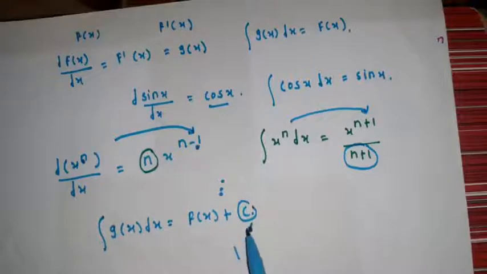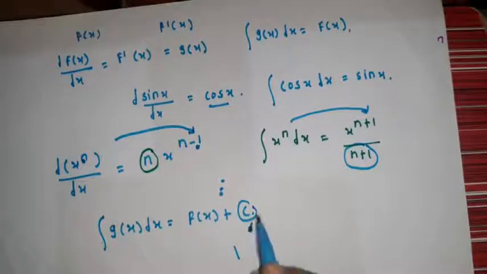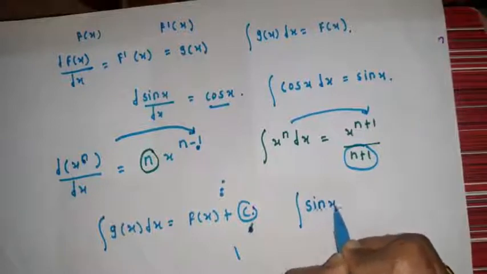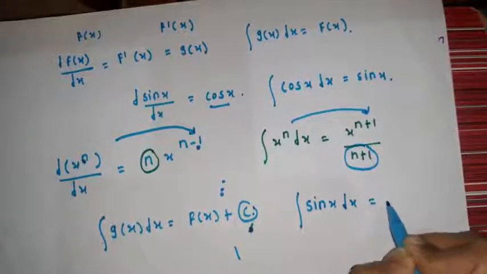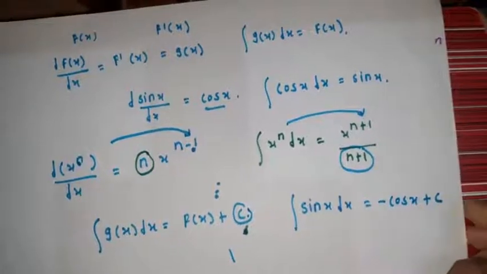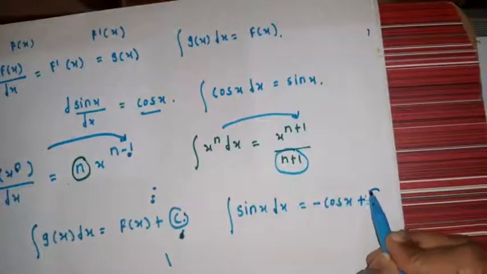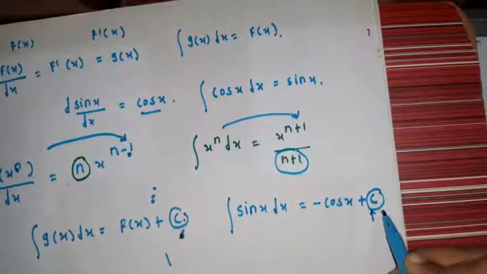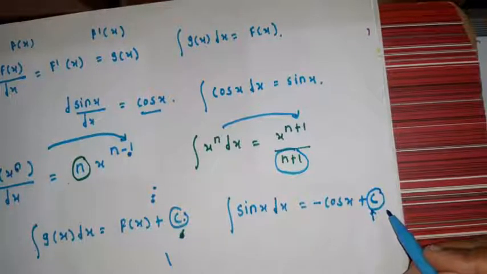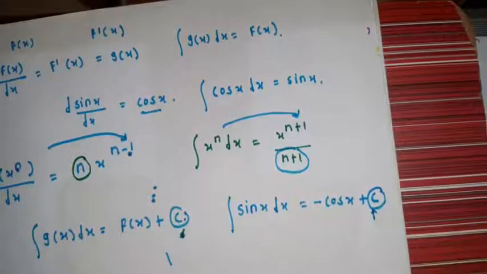When we find the integration, we write the integration plus the constant of integration. That is, suppose the integration of sine of x with respect to x is equal to minus cos of x plus the constant of integration c. Here c is any arbitrary constant and it is known as the constant of integration. Okay, why is this constant of integration added?